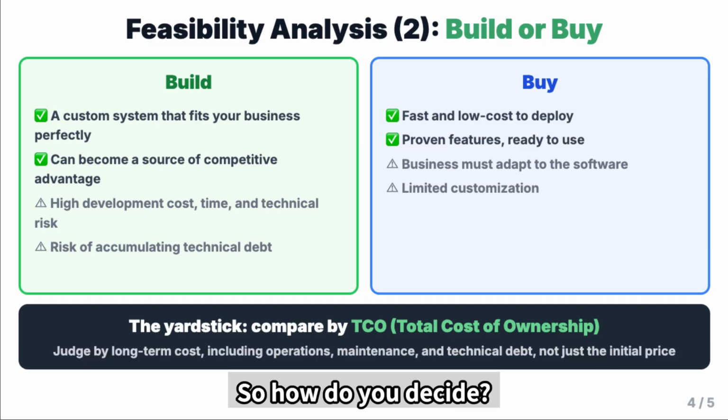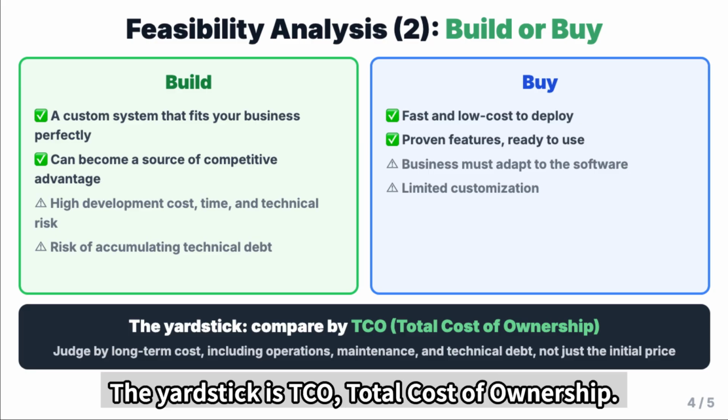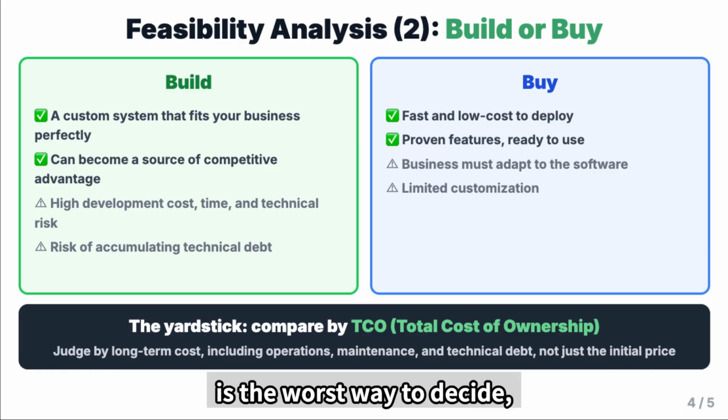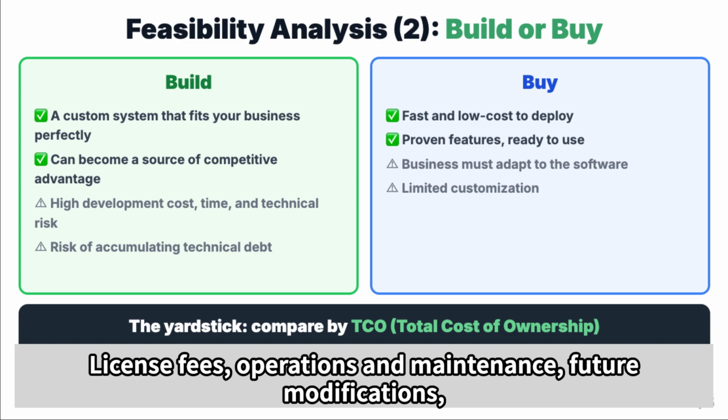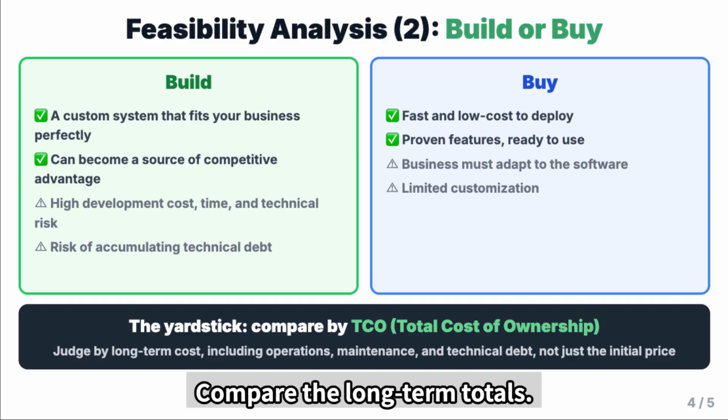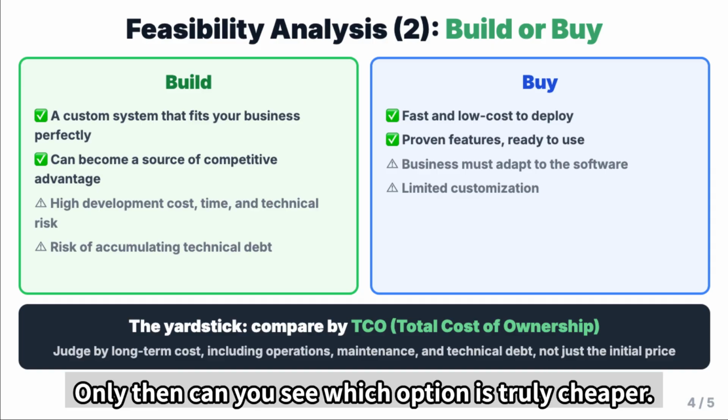So how do you decide? The yardstick is TCO, total cost of ownership. Choosing whichever has the cheaper initial quote is the worst way to decide, and you will regret it later. Add up everything. License fees, operations and maintenance, future modifications, and the cost of paying down technical debt. Compare the long-term totals. Only then can you see which option is truly cheaper.